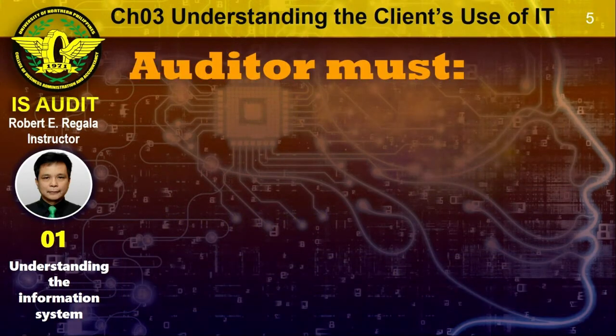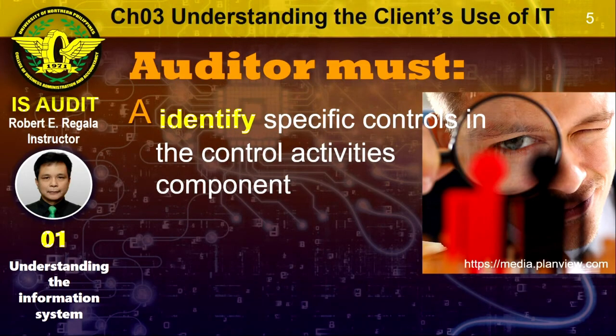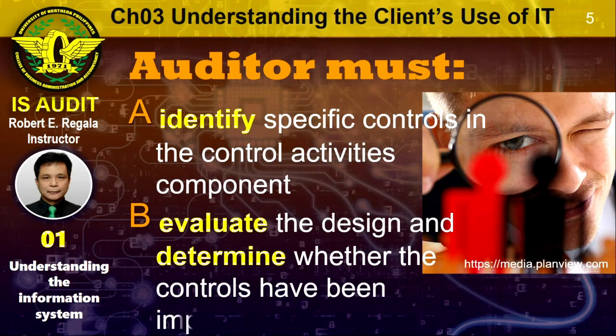Responsibilities of the auditor. The auditor is required to identify specific controls in the control activities component and evaluate the design and determine whether the controls have been implemented, as it assists the auditor's understanding about management's approach to addressing certain risks and therefore provides a basis for the design and performance of further audit procedures responsive to those risks as required by ISA 330.